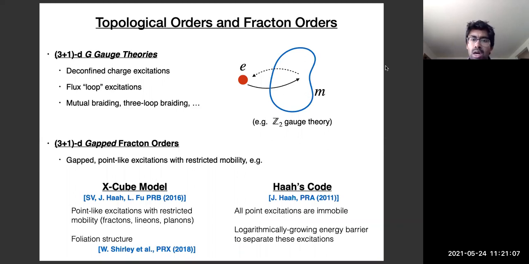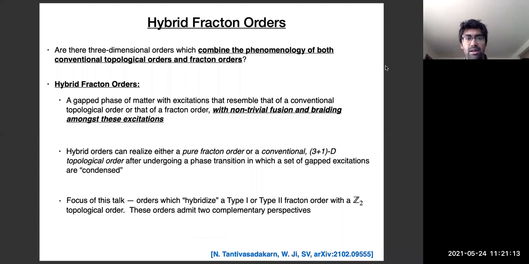So the dramatically different properties of these two kinds of orders motivate an interesting question, which is whether there are three-dimensional orders which actually combine the phenomenology of both conventional topological orders and Fracton orders in a non-trivial way. And the message of this talk is that there are these hybrid Fracton orders, which are gapped phases of matter with excitations that have a very strict correspondence with excitations that you would find in either a Fracton order or a topological order in 3 dimensions. Nevertheless, these hybrid orders are inextricable in the sense that one can't peel off the 3-dimensional topological order from the Fracton order, because these two species of excitations have non-trivial fusion and braiding amongst each other.